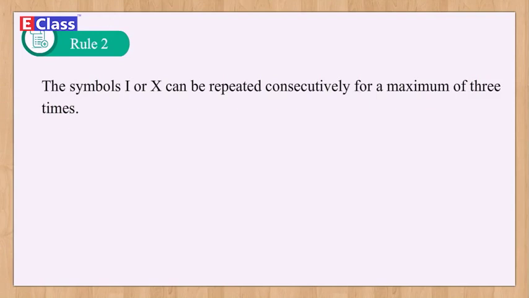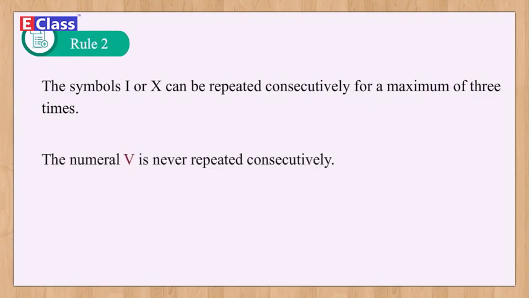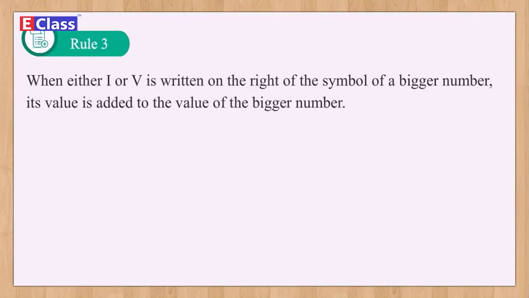Rule 2. The symbols I or X can be repeated consecutively for a maximum of 3 times. The numeral V is never repeated consecutively. Rule 3. When either I or V is written on the right side of the symbol of a bigger number, its value is added to the value of the bigger number. Example, VI is equal to 5 plus 1 is equal to 6.